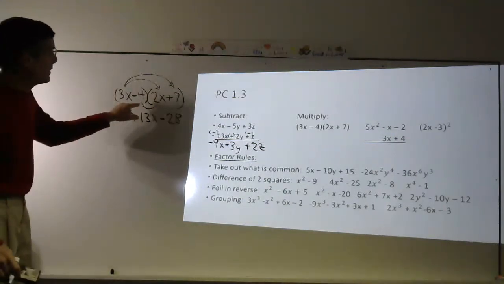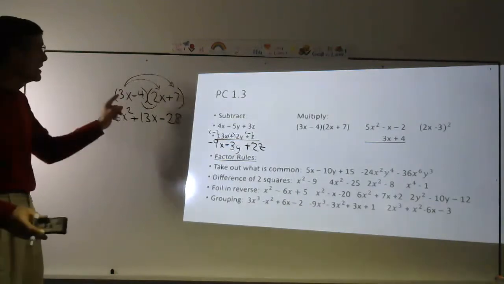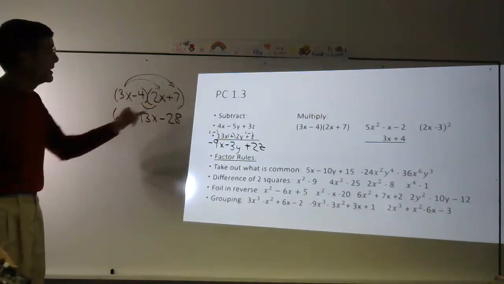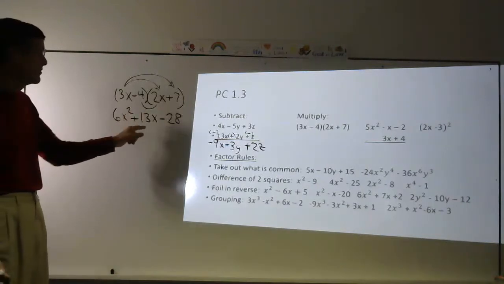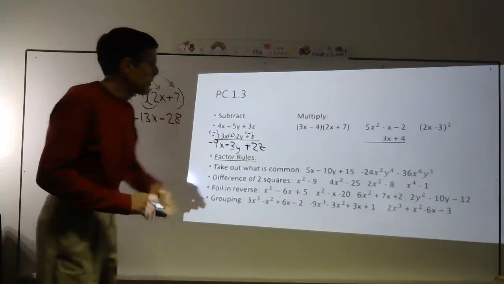The outers and the inners, most of the time, you can collect those. So I didn't write down 21x and I didn't write down negative 8x because I kept it up here and I'm saying 21x minus 8x is 13x. Okay? FOIL technique. Should be able to multiply up and down.